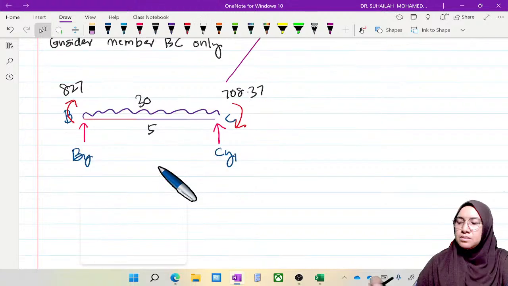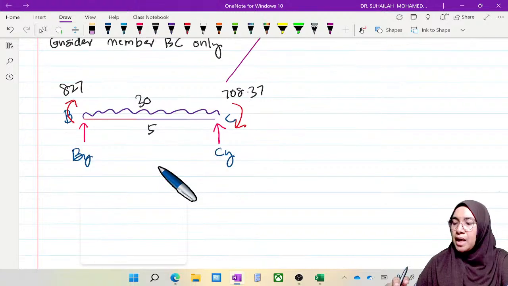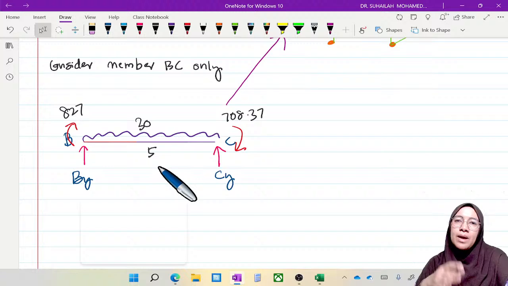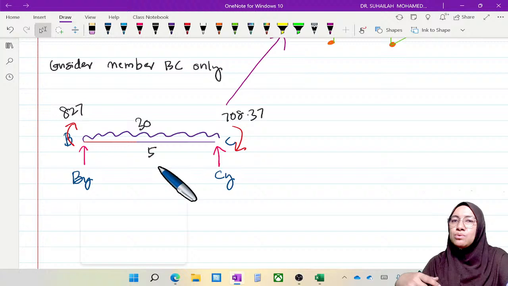Okay, we have BY and CY. Doesn't matter, we just label like this. The original value is actually BY1. We have AY1, we have AY, we have BY1, BY2, we have CY1, CY2, and DY. So all this explanation is actually under the topic slope deflection method: how we draw the free body diagram of each element in the beam or in the frame.